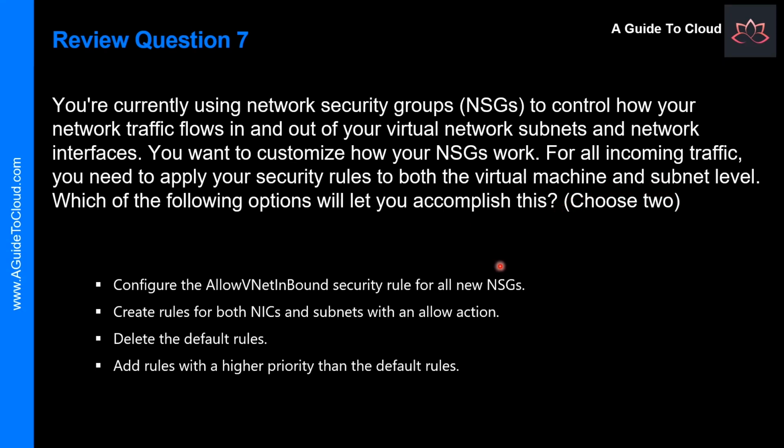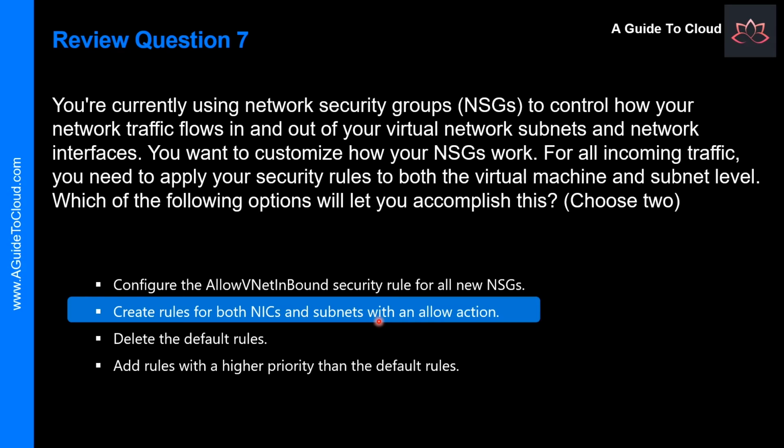So we need to choose two answers to complete the solution. So let's read the options. Configure the allow VNet inbound security rule for all NSGs. That is not going to help. Create rules for both NICs and subnet with the allow action. Absolutely correct. You should add rules with higher priority than the default rule if needed. All right, that's the correct answer.